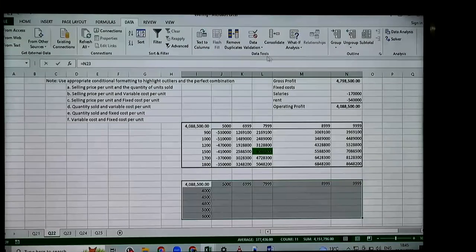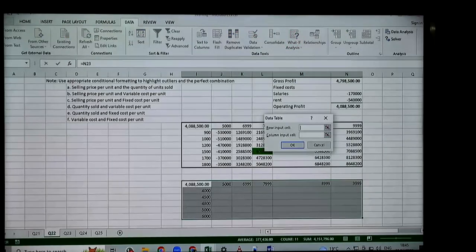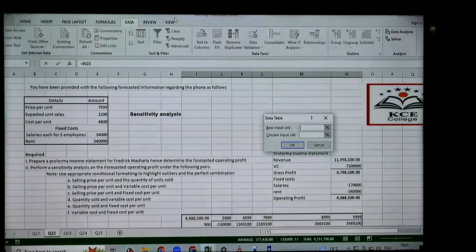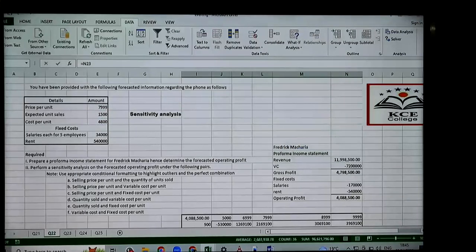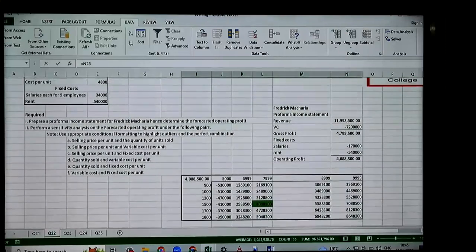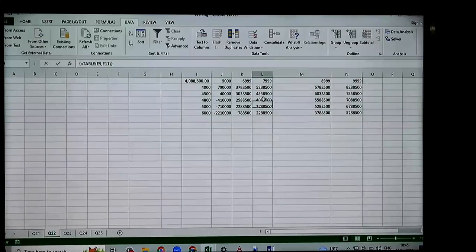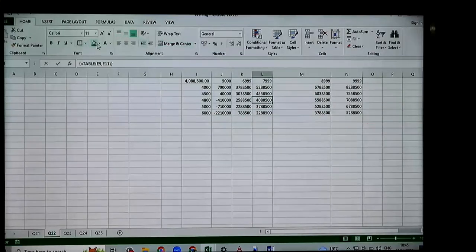Then you go to Data, What-If Analysis, Data Table. Remember, here is where the trick comes in. You must input from here. So this one is the price column, and this one is the variable cost column, and we press OK. It's just as simple as that. So that is sensitivity analysis, and it can also be performed on other items. So you just check to make sure the table is correct.